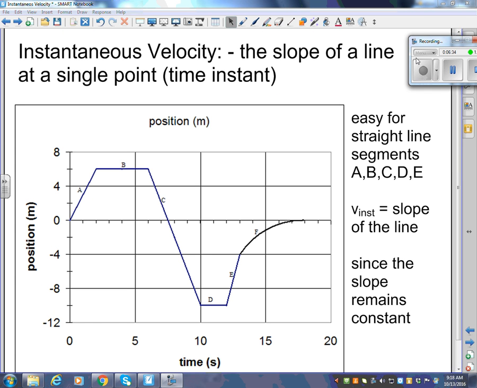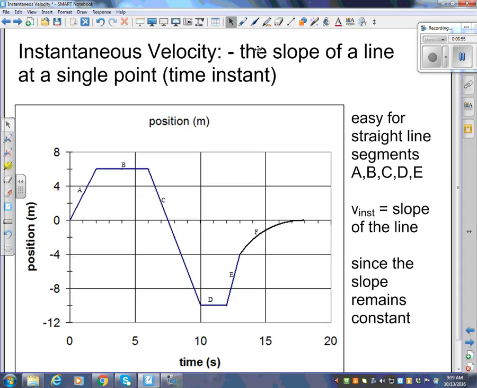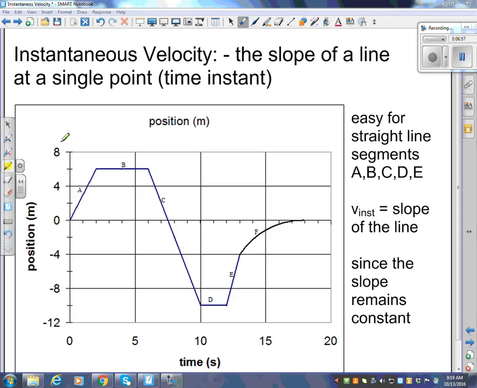So, instantaneous velocity is the slope of a line at a single point. Instantaneous velocity is the slope of a line at a single point, a time instant. Daniela, phone away, please. Okay? Should be on the next page. Instantaneous velocity. You need to fill in the slope of a line at a single point, or a time instant. It's the slope at a single point.